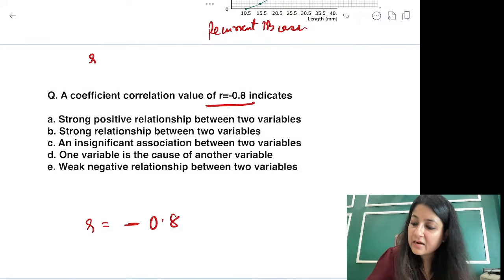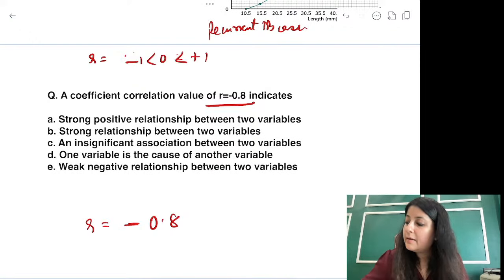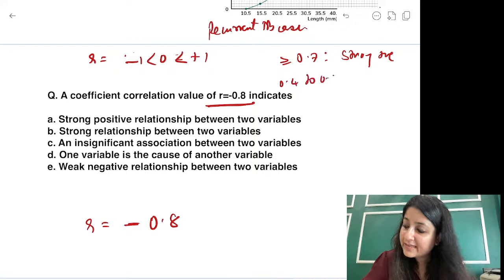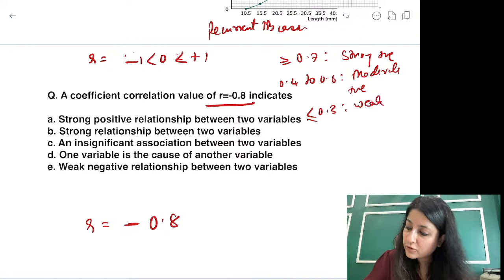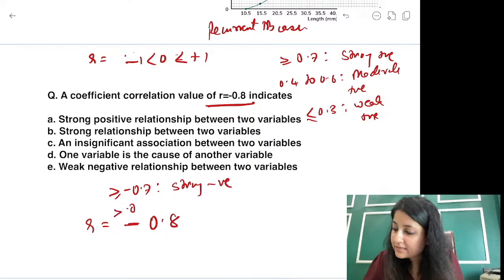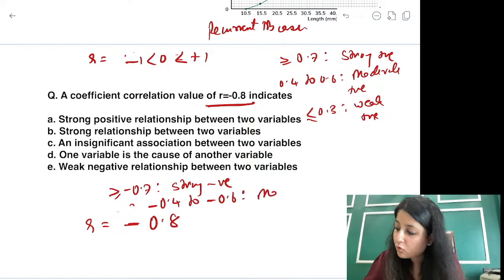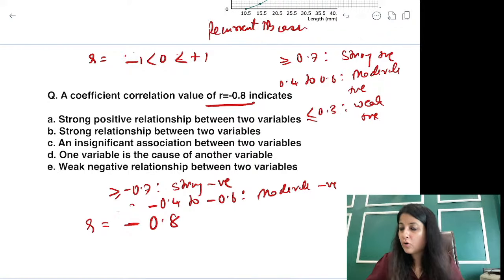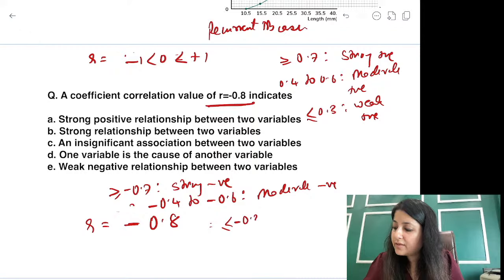Correlation coefficient, everybody, R could be -1 to 0 to +1. ठीक है. More than equal to 0.7 is strong positive. 0.4 to 0.6 is moderate positive. ठीक है, moderate positive. Less than equal to 0.3 is weak positive. Similarly, the more we near to -1, more than equal to -0.7 is strong negative. -0.4 to -0.6 is moderate negative. But the more that we go towards 0, less than equal to -0.3 is weak negative.